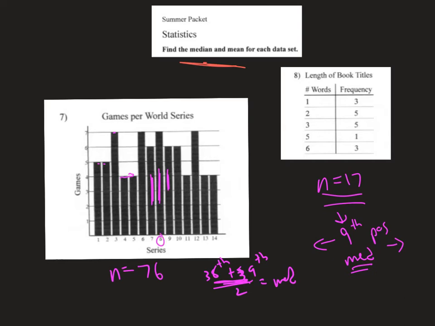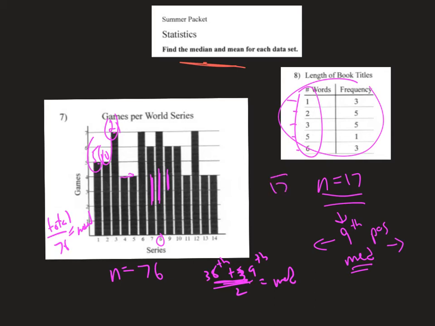And for the average, you're going to have to calculate the sum total. So 5 times 1 is 5 in here, and 5 times 2 is 10 in here, and 3 times 7, there's 21 in here, and I'm going to add all of these and divide by that total, 76, and that's going to be your mean. Over here, you're going to have to add up the total number of 1s, 2s, 3s, 5s, and 6s, and then divide by 17, and that's your mean over there.